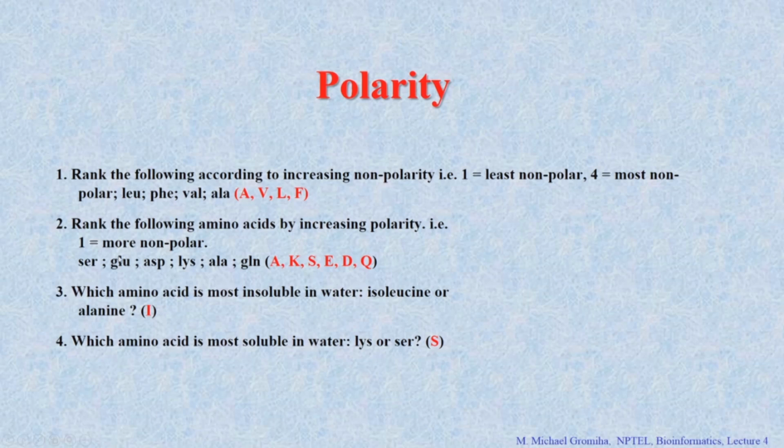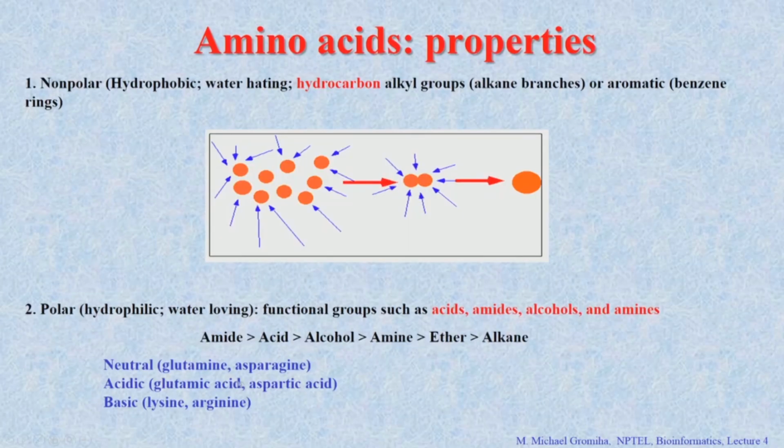Then the second question. I have 6 amino acids: serine, glutamic acid, aspartic acid, lysine, alanine and glutamine. Can you rank these amino acids based on increasing polarity? That means one is more non-polar, alanine, because this one is the aliphatic one. So, this is highly non-polar. Then the others, okay, this is the order. First amide has more, then acidic acid, and then alcohol, then amine and then ether and alkane.